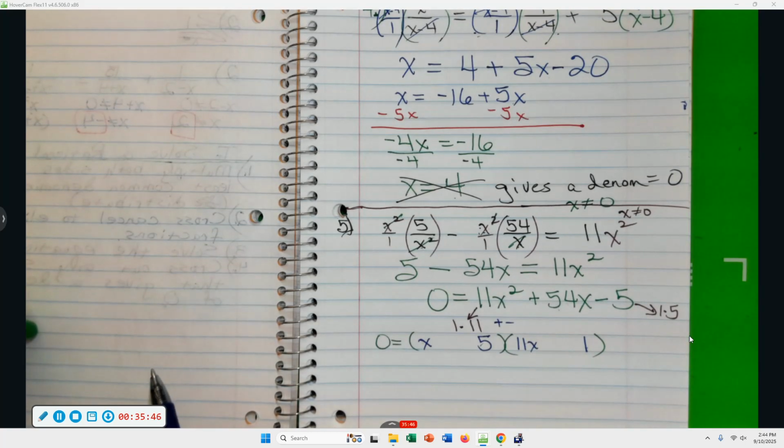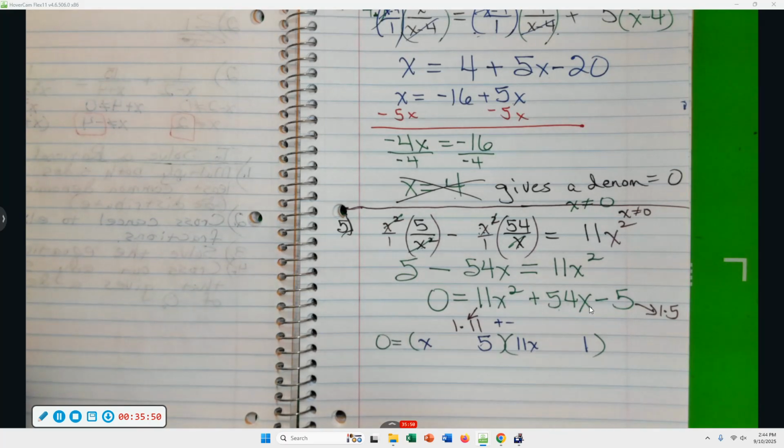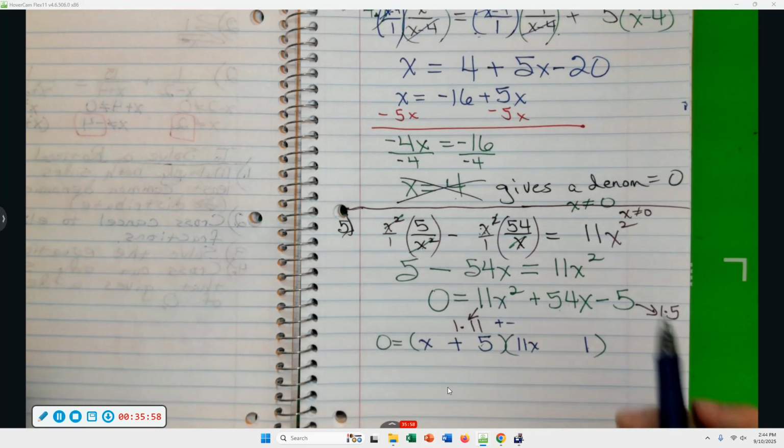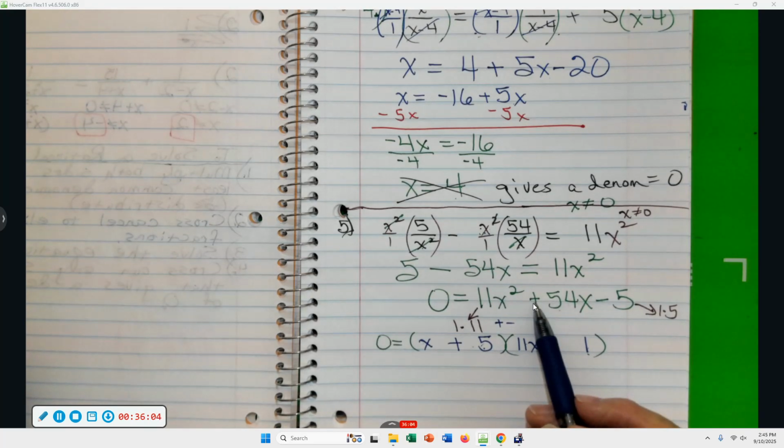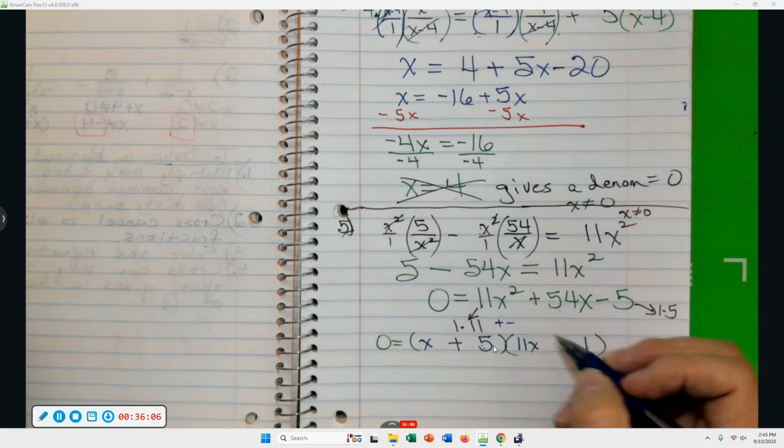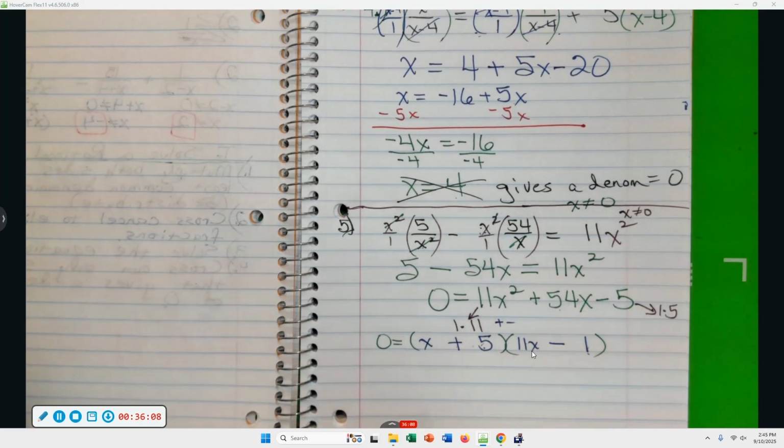Where do I put the plus in order to get the positive 54x? Will I put the plus in front of the 5 or in front of the 1? In front of the 5. Remember, the bigger number gets the sign that's there in front. So we put the plus there, that means the minus is there.